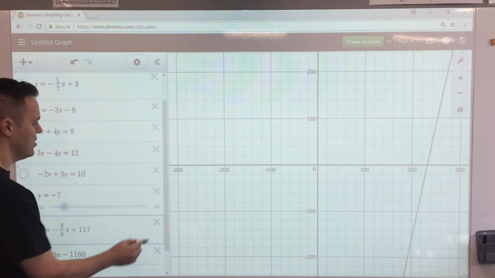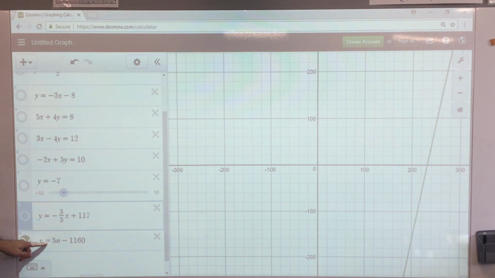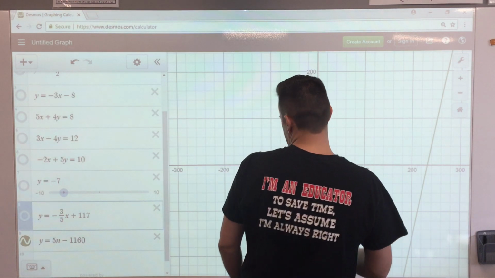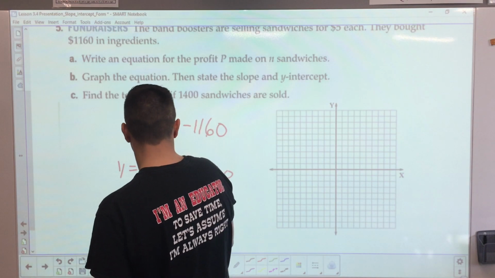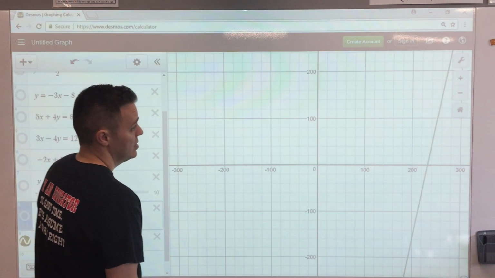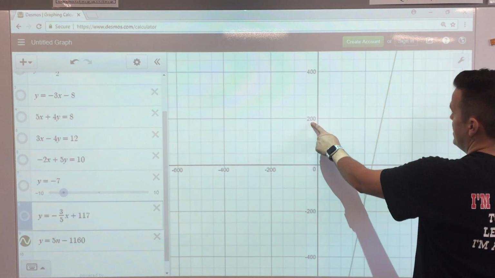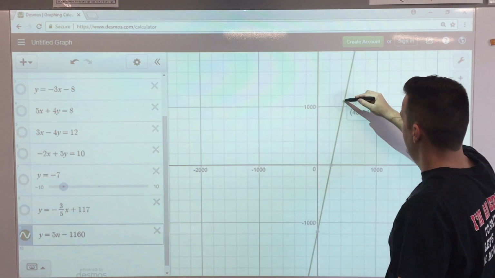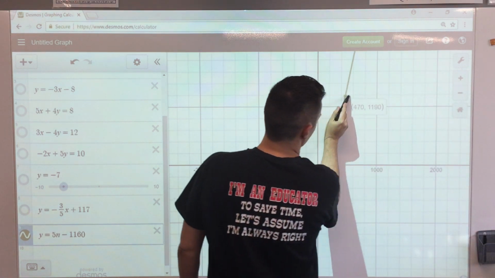All right, so here's my equation. Same thing, I put it in already. Y equals 5n minus 1160. Here it is right here. And it said, how many sandwiches did I sell? All right, 1,400. So on my Desmos here, I'm going to have to zoom out a little bit because I can see my scale. Still at 500. All right, might be able to do it now. Okay, let's see if I can get this thing to work.